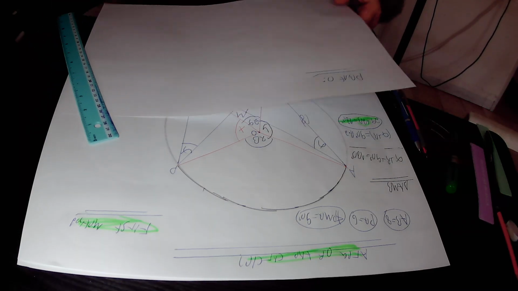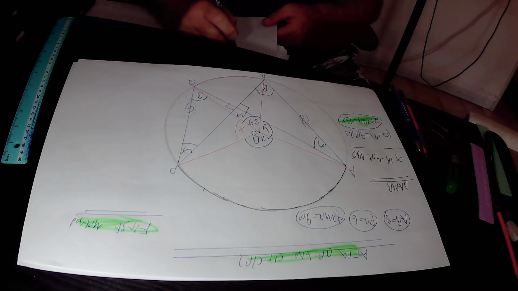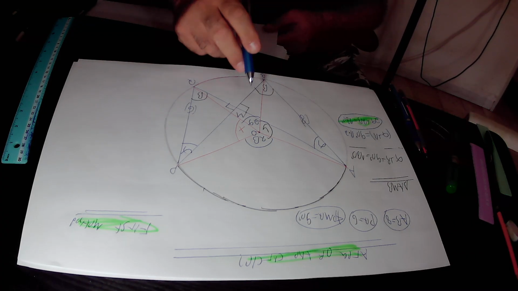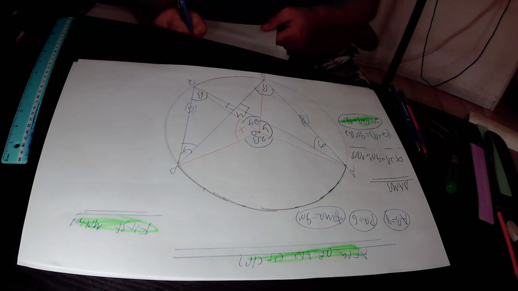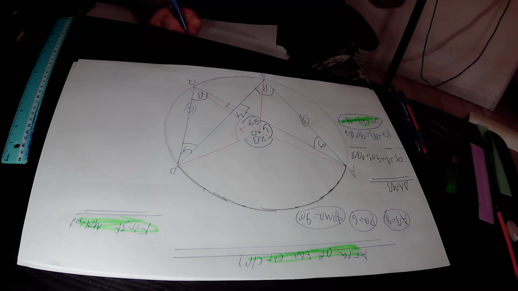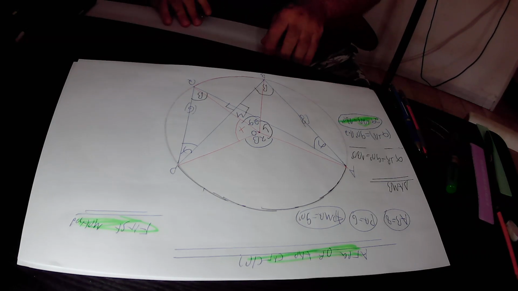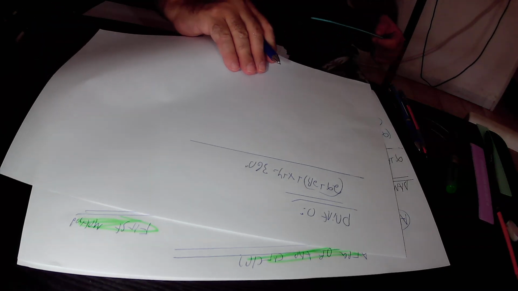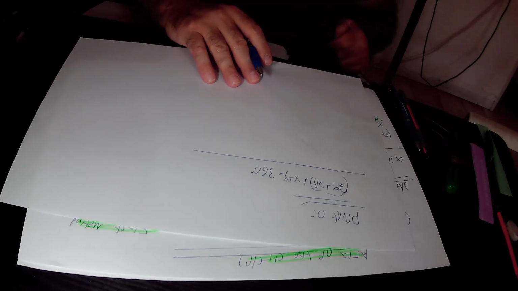We have this angle that is 2 alpha, plus this angle that is 2 beta, plus this angle x, plus this angle y. In total, the sum of those four angles must be equal to 360 degrees. That is to say, 2 alpha plus 2 beta plus x plus y equals 360 degrees.